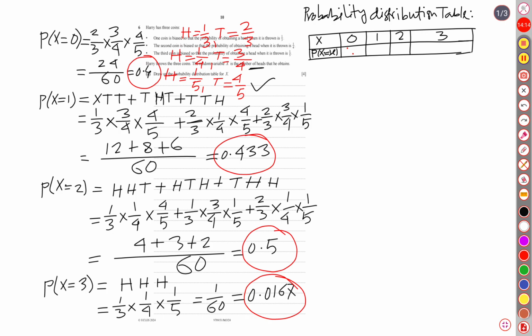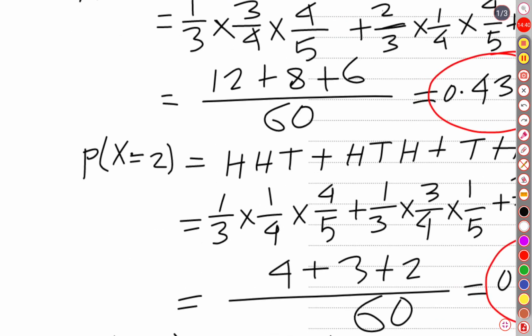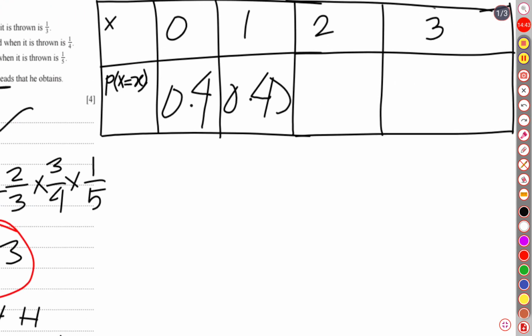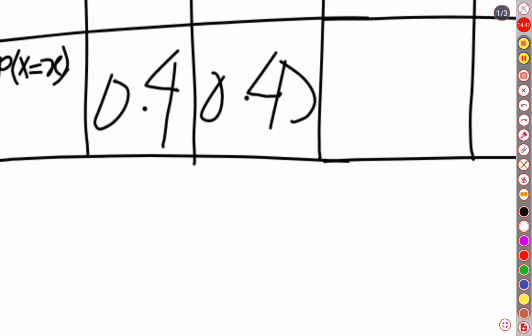Let me draw the table a little bit larger. That is our probability distribution table. Now we are going to insert our information. So the probability of no heads is 0.4. The probability of one head is 0.433. Let me zoom it out. It is going to be 0.433.